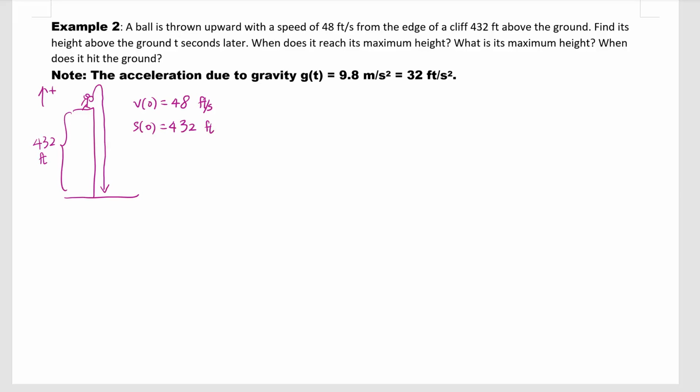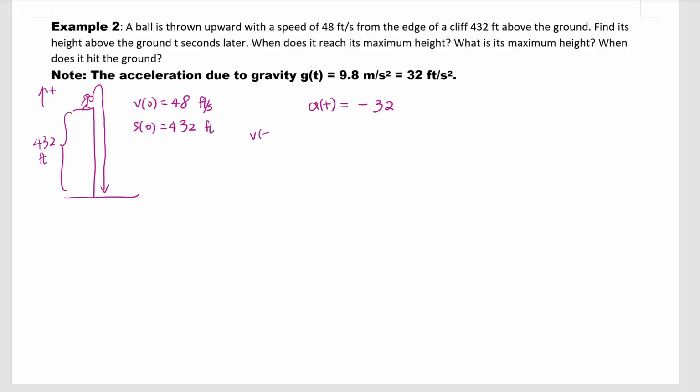It's actually 32.2, but because we want to make it easier to calculate, let's just use 32 instead of 32.2. And because we said the upward direction is the positive direction, acceleration is going to be negative 32. So far, so good, everybody?